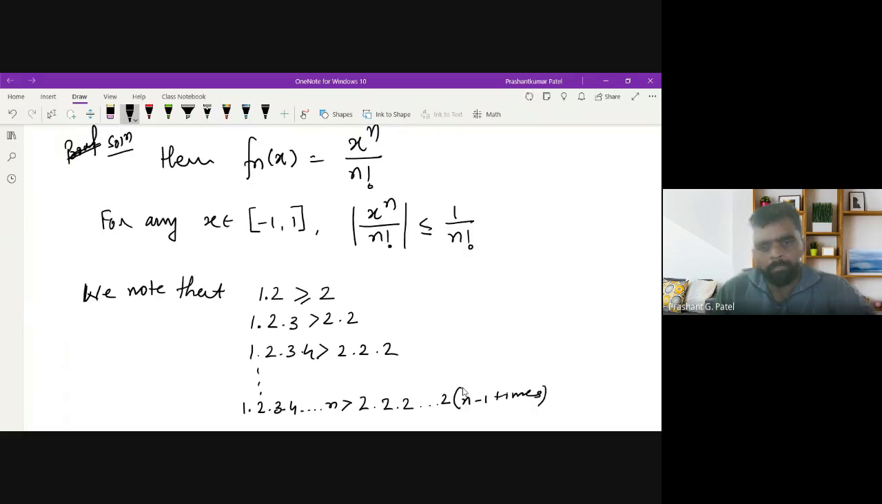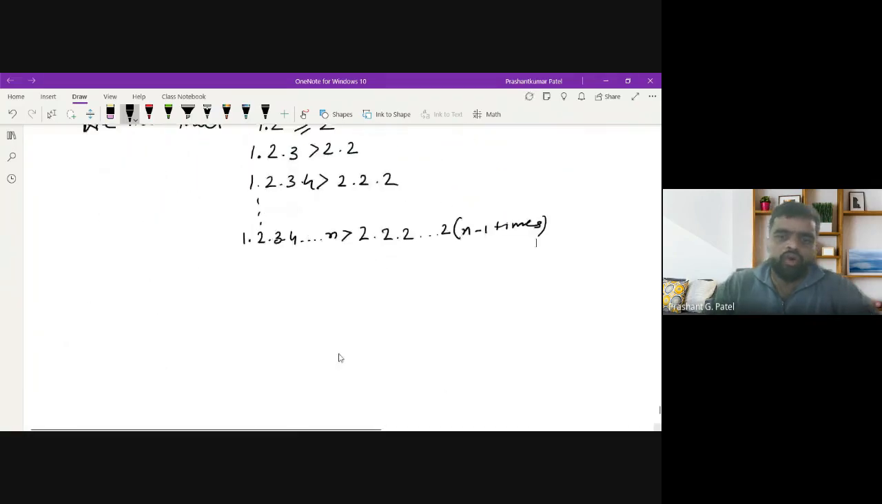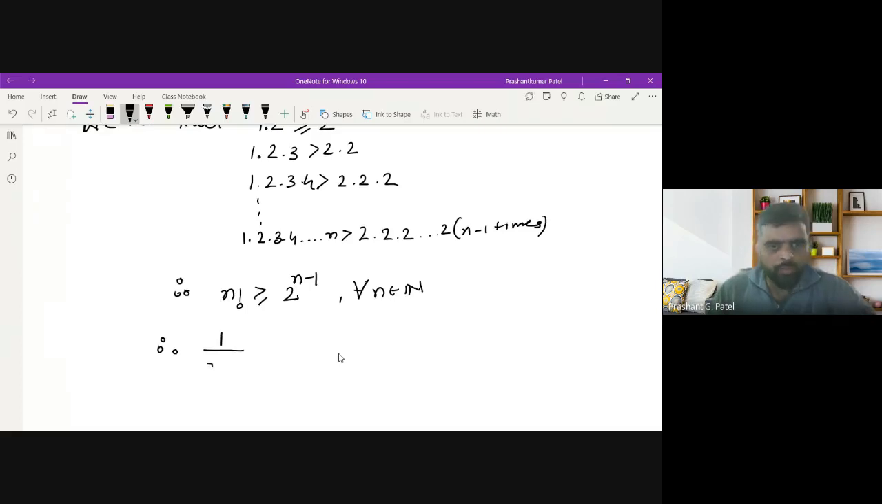So finally what we got, n factorial is greater than or equal to 2 power n minus 1 for every n in N. And therefore 1 upon n factorial is less than or equal to 1 upon 2 power n minus 1. For every n in N, this is true.